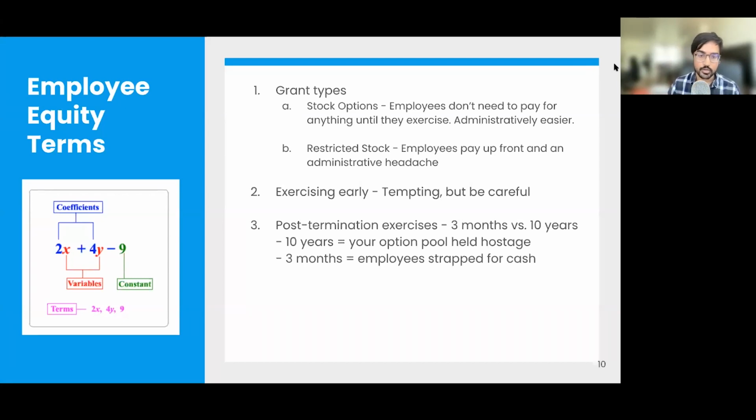Like I mentioned earlier, if an employee leaves a company, how long do they have before they have to do anything? The big difference, the two big ones you're going to see, definitely more commonly 3 months, but the two big ones are 3 months or 10 years.